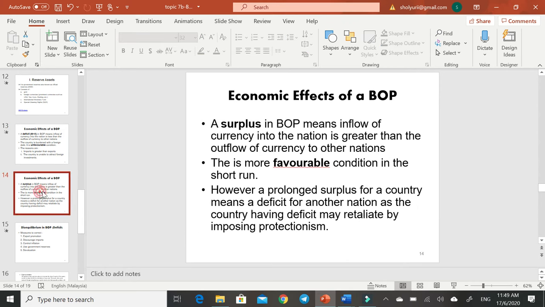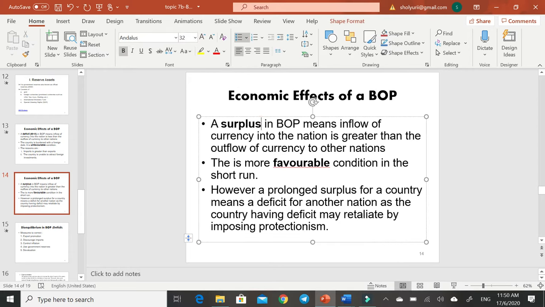Okay, and the next one is surplus in BOP, which means inflow of currency into the nation is greater than the outflow of currency to the other nation. Kalau surplus ni maksudnya our export is bigger than our import. Kita berjaya jual barang kita ke luar negara dan kita tak import banyak daripada negara luar. Okay, so what happened here?